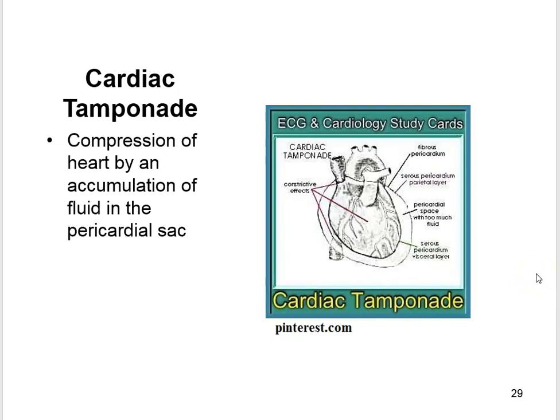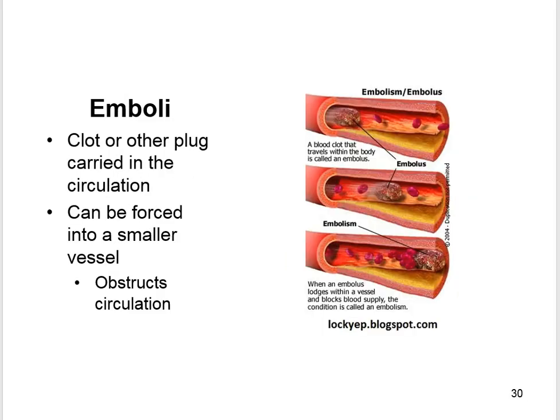This is the second part of the circulatory system. We're going to start off with a cardiac tamponade. This is a compression of the heart by an accumulation of fluid in the pericardial sac. It puts pressure on the heart, which may prevent it from pumping effectively.